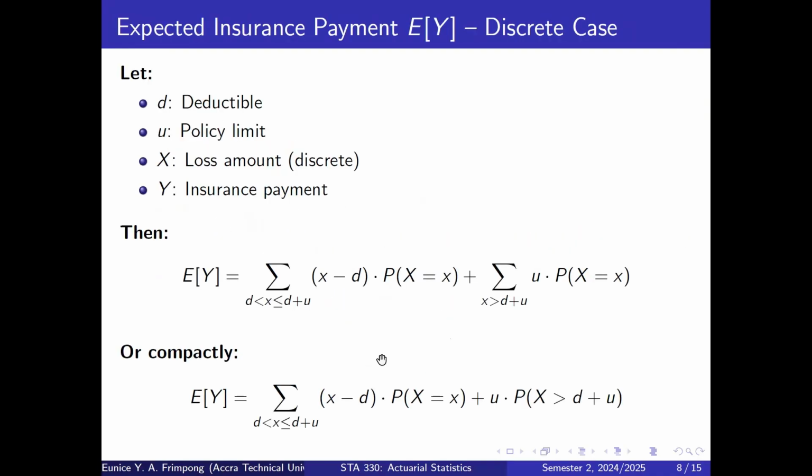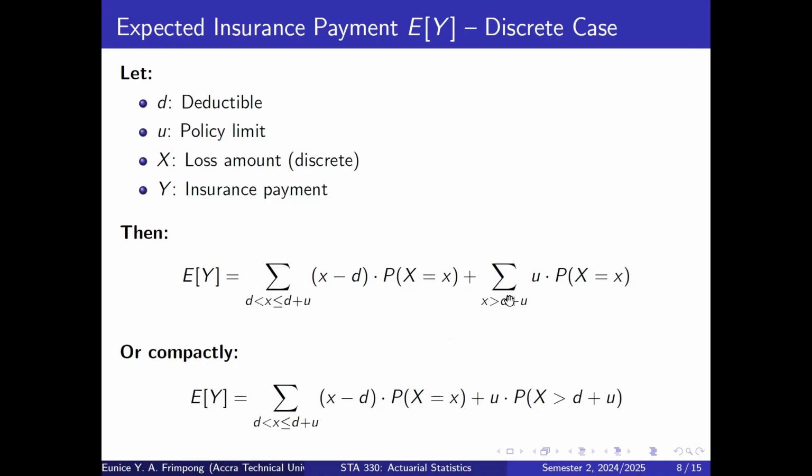We now look at the expected insurance payments, the discrete case. Suppose X is a discrete random variable. Then the expected insurance payment, denoted E of Y, is equal to this entire stretch of formula: a summation of X minus D times the probability mass function, plus a summation of U times the probability mass function. The first instance is where the loss falls between D and D plus U.